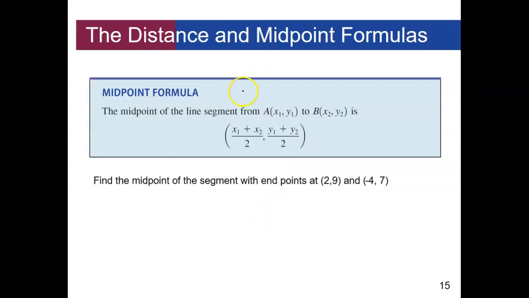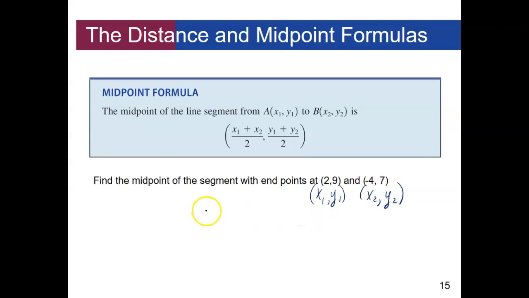Okay, the midpoint formula is another geometric formula that we work a lot with. The midpoint formula is literally just the middle of the line segment, the midpoint of that line segment. And we find that by adding the x's up and dividing by 2, and then adding the y's up and dividing by 2. So where the distance formula is a single number, the midpoint formula is an ordered pair with an x and a y.